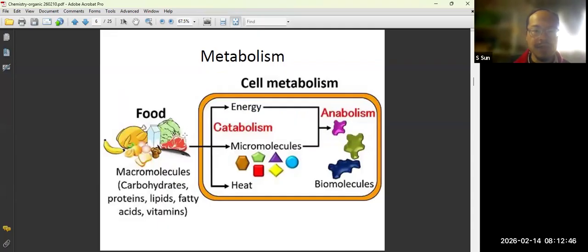So here I'm showing you the basic idea about the metabolism. It involves catabolism and anabolism. You take the food through the digestive system, you break it down. That is catabolism. In your cell, in your body, you put those together to form the structure that your body needs. That is anabolism.